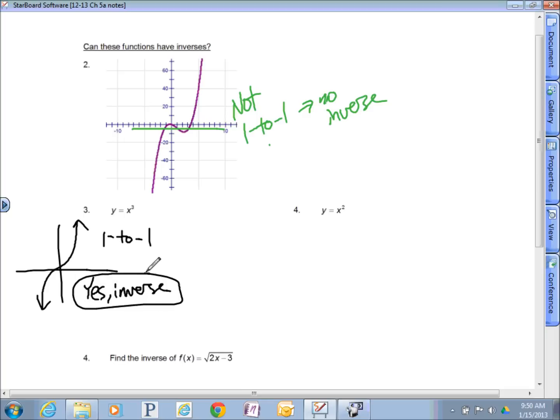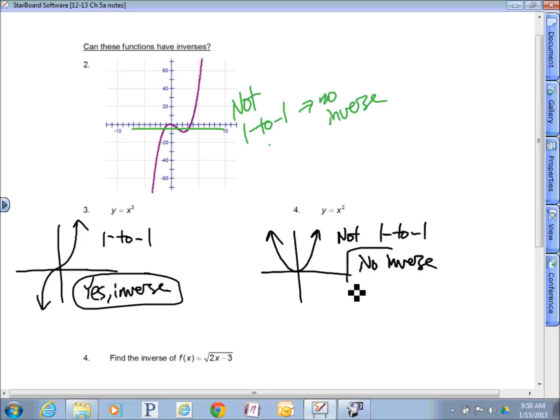Y equals x squared. Looking at the graph, we know what that graph looks like. This thing's definitely not one-to-one. So we've got no inverse here, as it's written. Now, if we limited the domain, we could make that happen. If you looked at one half of that parabola or the other, you could make that go.